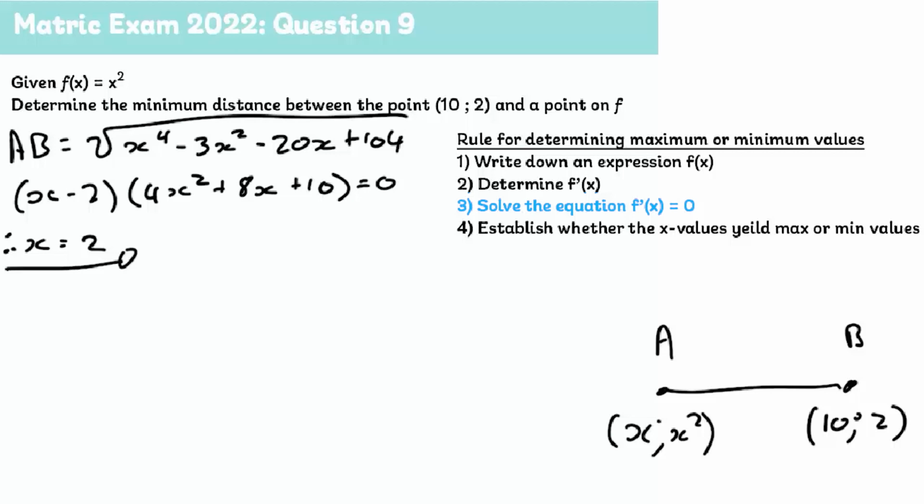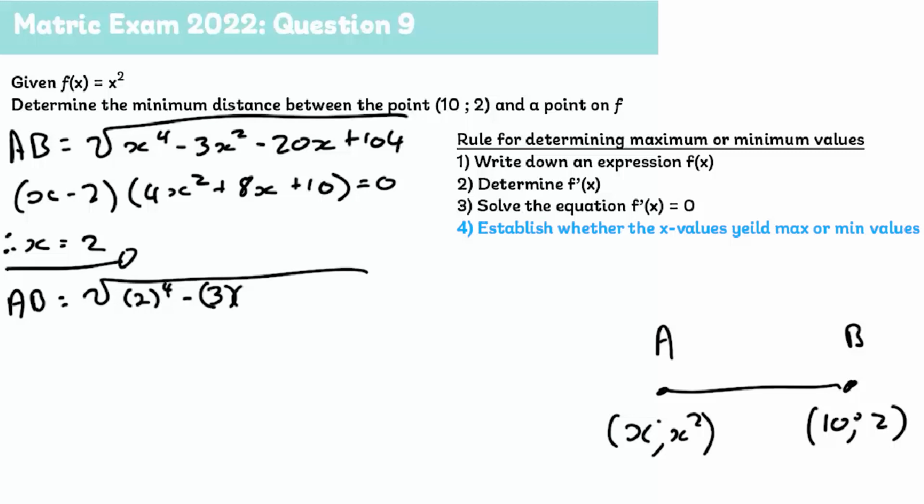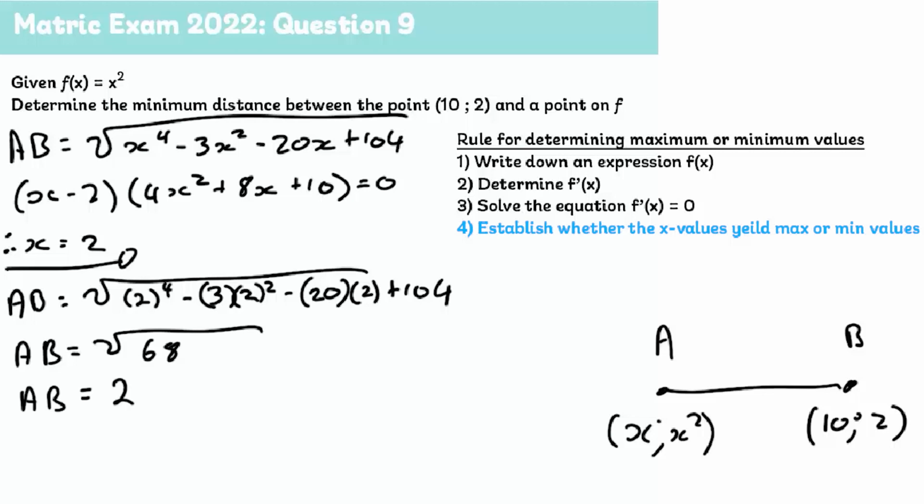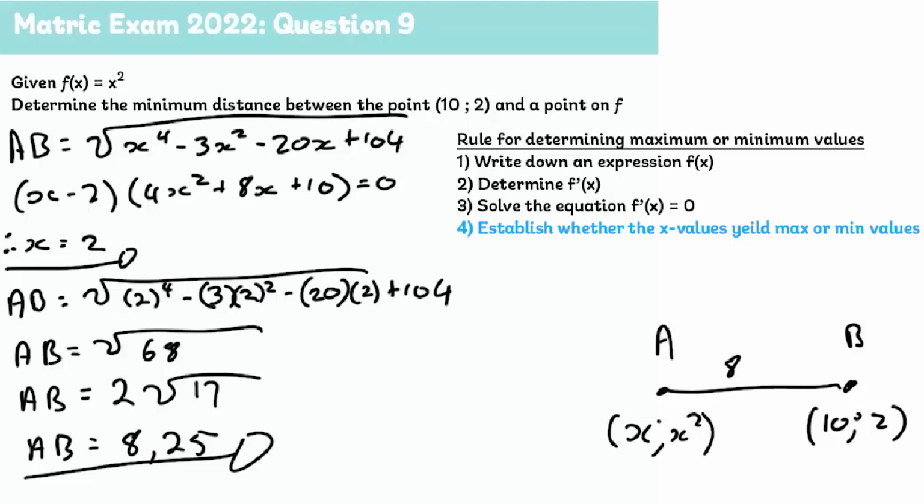Now we can take the original formula, AB equal to, this time we're going to put 2 where x is: 2 to the power 4 minus 3 times 2 squared minus 20 times 2 plus 104. You can punch it into your calculator and you'll get 68. And then that equals 2 square root 17, and that equals 8.25. Therefore, the length is 8.25 units.